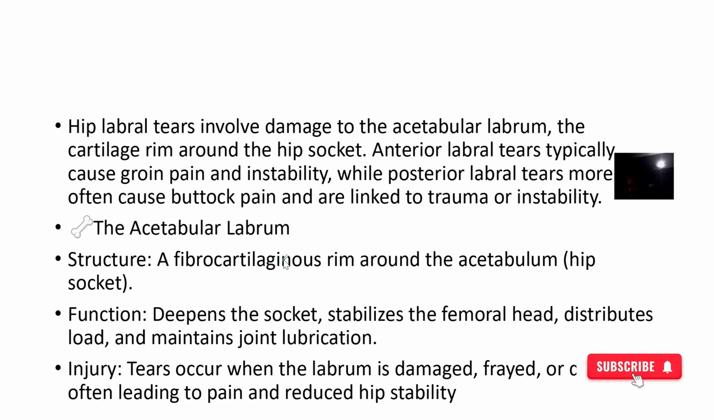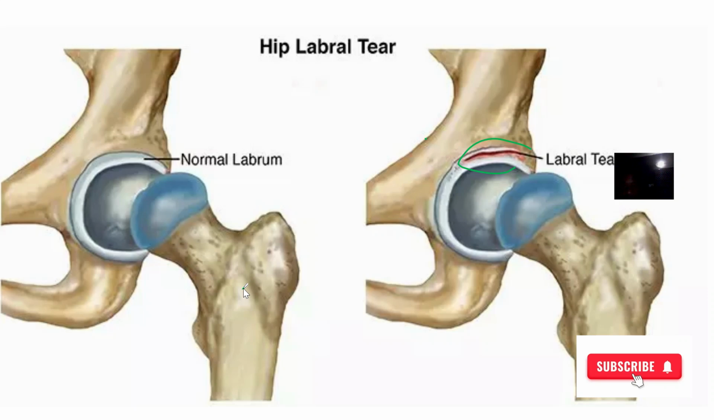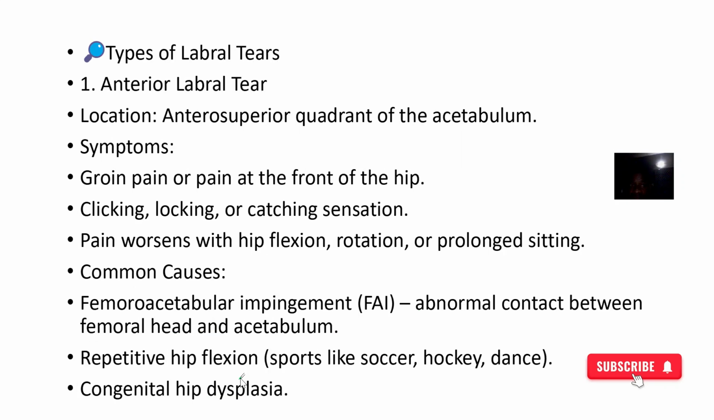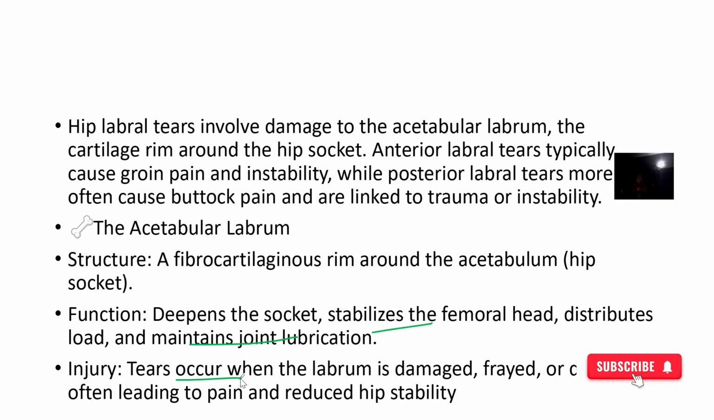For the acetabular labrum, let's have a review of its anatomy. It's a fibrocartilaginous ring around the acetabulum. Now it deepens the socket and it stabilizes the femoral head, distributes load and maintains joint lubrication. So if there's any tear there, it means the labrum is damaged, frayed or detached, often leading to pain and reduced hip stability. So, types of the labral tears.